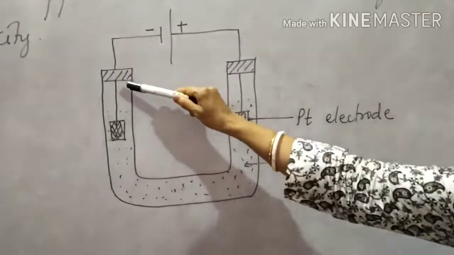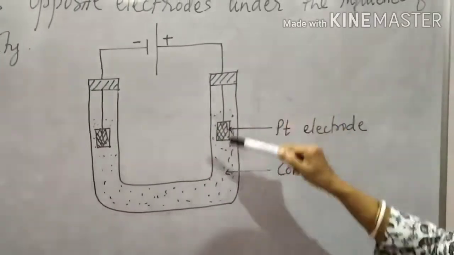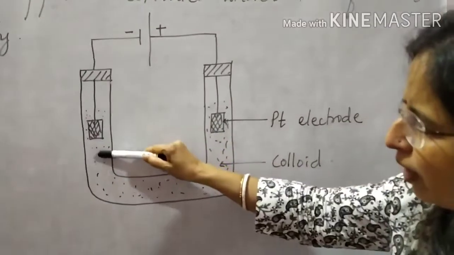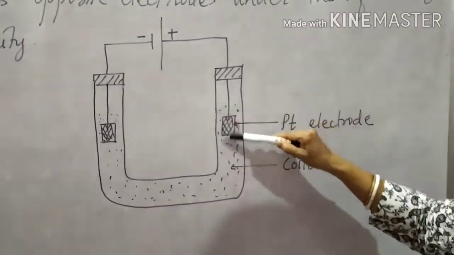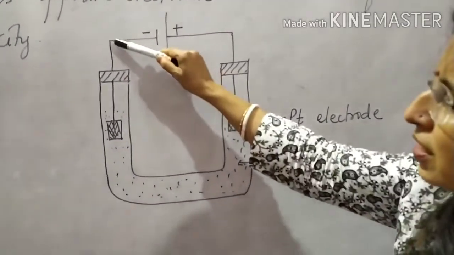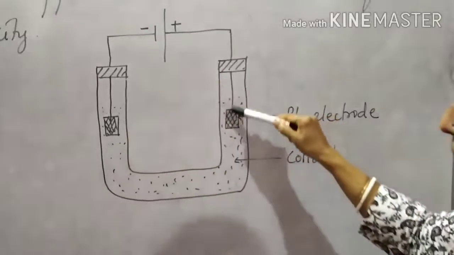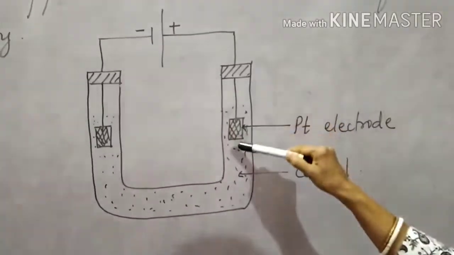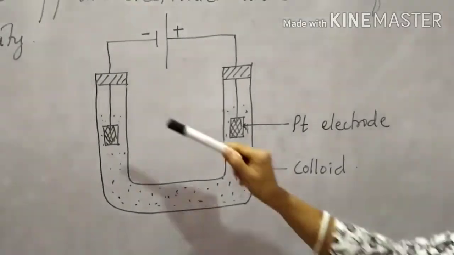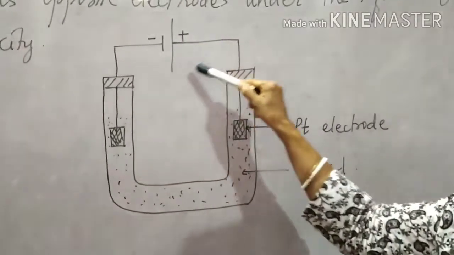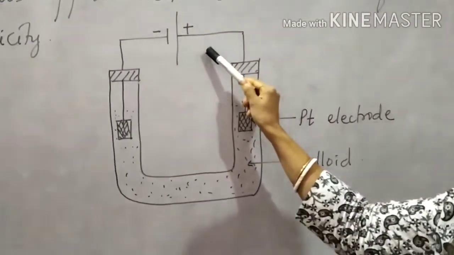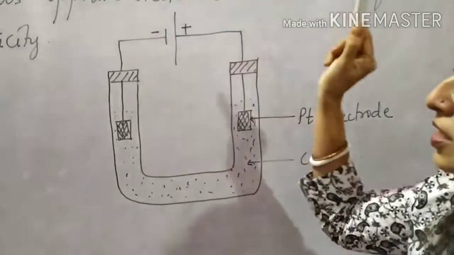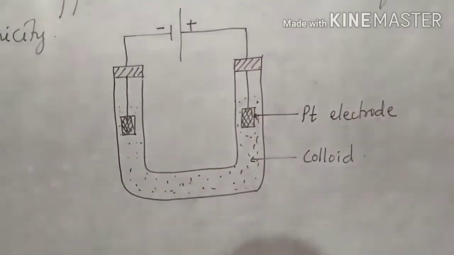A glass U-tube is taken, which is filled with colloidal system. एक U-tube लेके उसको colloidal system उसके अंदर भर देते हैं. फिर वो system में क्या करते हैं? Two platinum electrodes are introduced into this U-tube, and they are connected to the electrical source. Negative terminal, positive terminal. Negative terminal is cathode, positive terminal is anode.